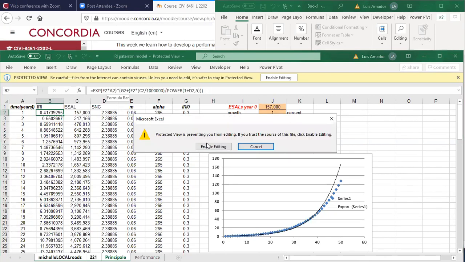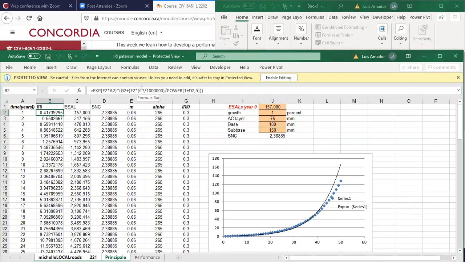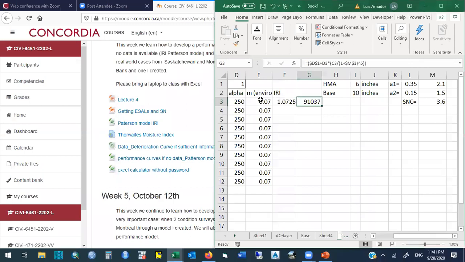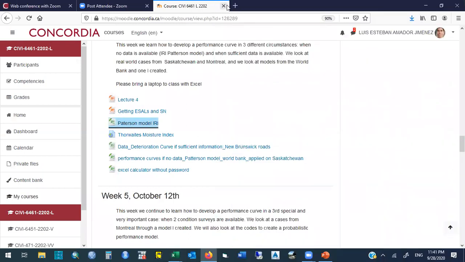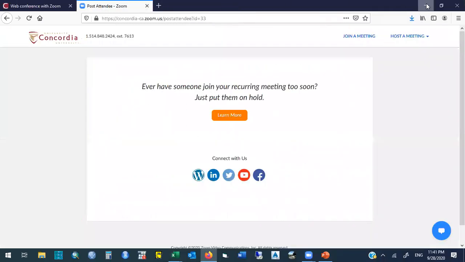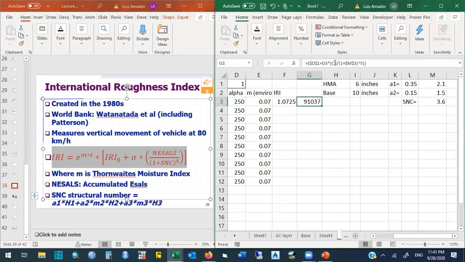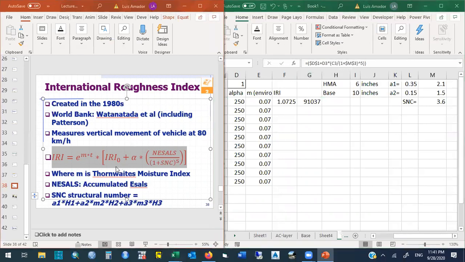I found it, Cameron, sorry. The ESALs are per million. The ESALs should enter in per million. Got it. Sorry, guys. It's been a while. These ESALs should be per million. I need to put this. This is in millions.